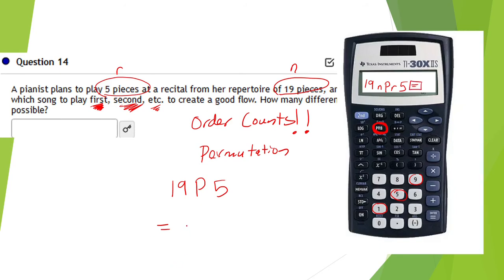And I got 1,395,360. So there's 1,395,360 different recitals that are possible. So that's pretty amazing. We have over 1,000,000 different recitals possible. And that's just from selecting 5 songs from a collection of 19.